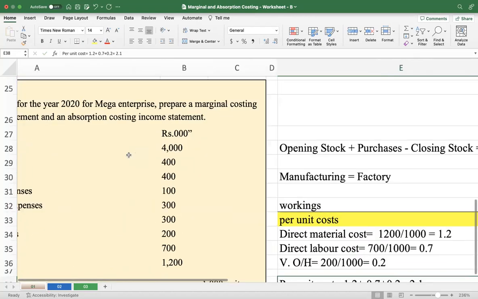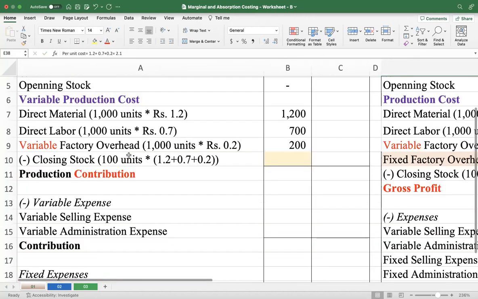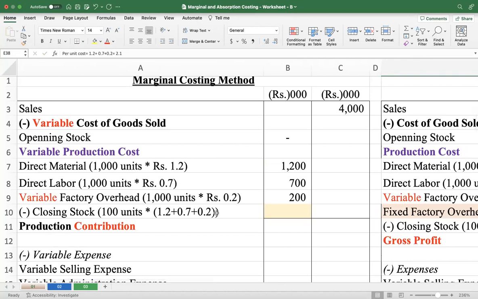Okay, next. Now we are supposed to find the value of the closing stock. So how many units are remaining?